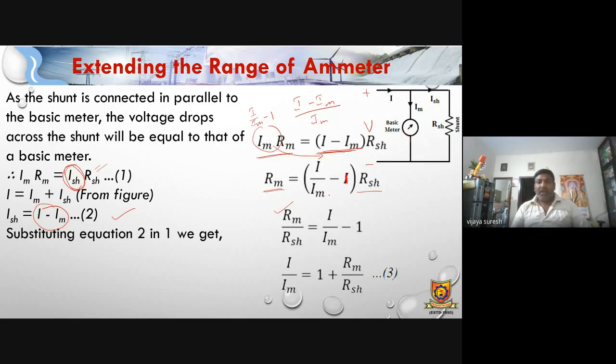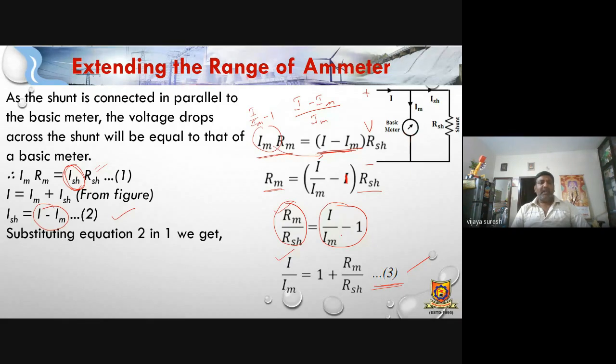Right. So I divided by Im minus 1. So Rm by RSH, the ratio, is nothing but I by Im minus 1. Just note down in your notebook. From that, I divided by Im equals 1 plus Rm by RSH. Now take this equation as equation number 3. Note down these expressions. I will give 1 minute time.